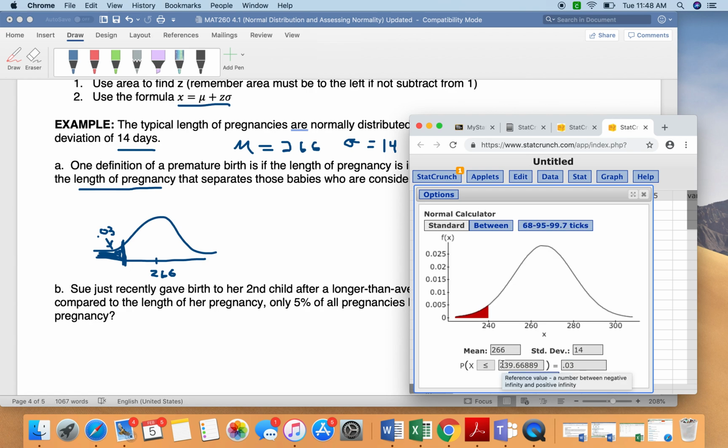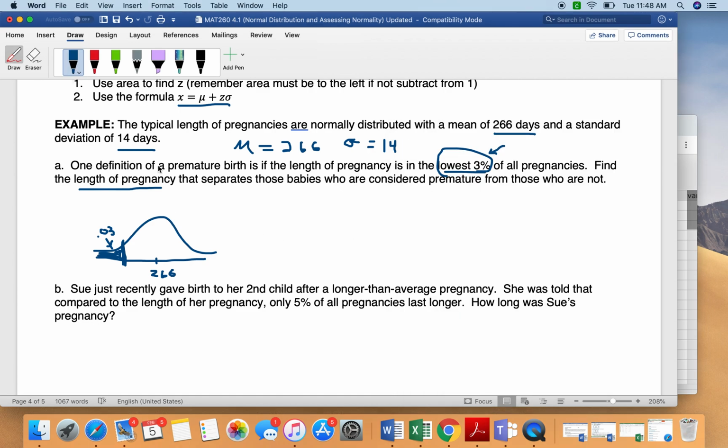And we get a value of 239.66, which we can round to 240 days. So this would be 240 days. So that is the value that separates the babies who are premature and those who are not. So those that are less than 240 days would be considered premature according to the lowest 3%.